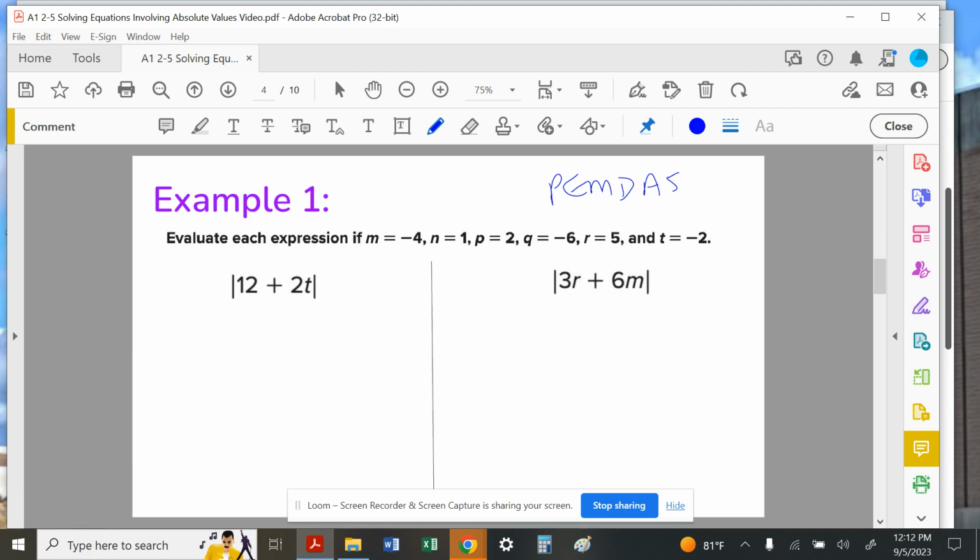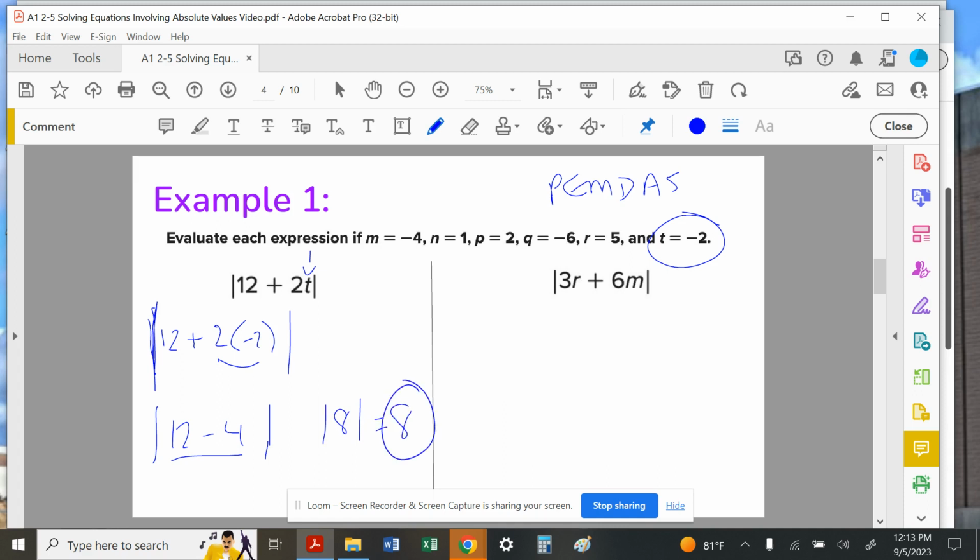So on 12 plus 2t, you'll notice that t is equal to -2. So I plug it in. I have the absolute value of 12 plus 2 times -2. I'm just plugging it in right there. Let me make those absolute values a little bit larger. Then I go inside and do PEMDAS, right? Multiplication comes first, so I do those two first. So I have 12 minus 4, and then I take care of the subtraction. That's just 8. So the absolute value of 8 equals 8. So there is my expression evaluation.